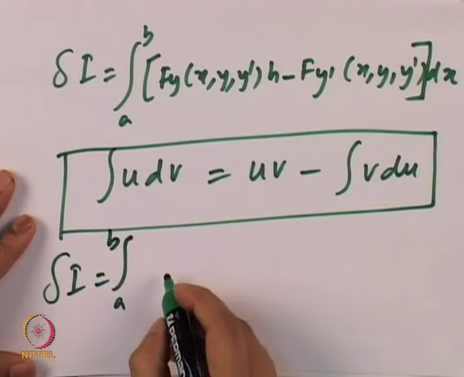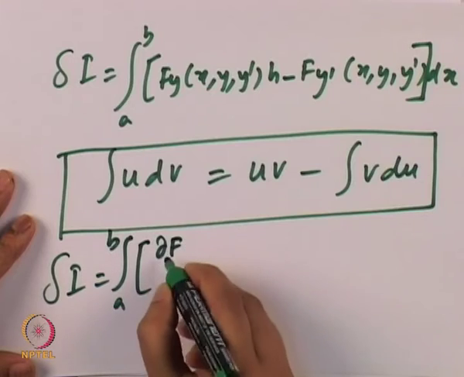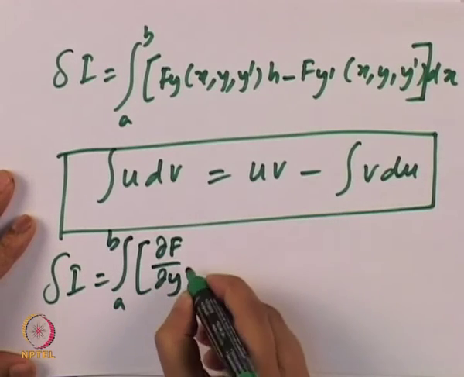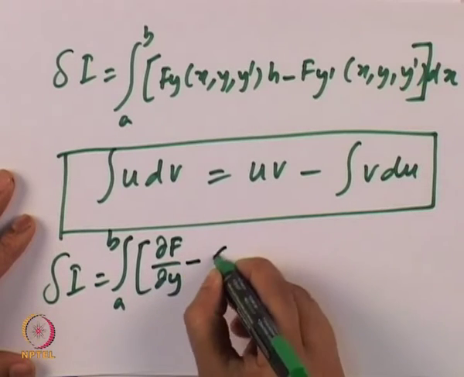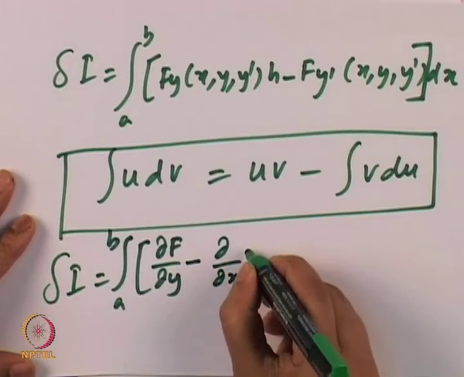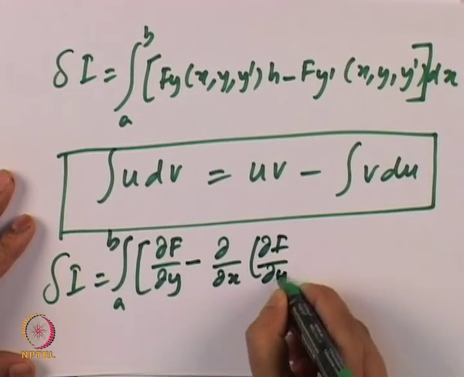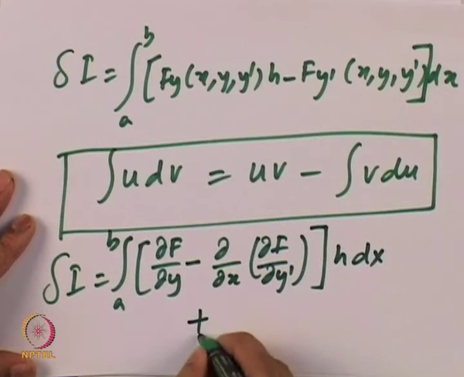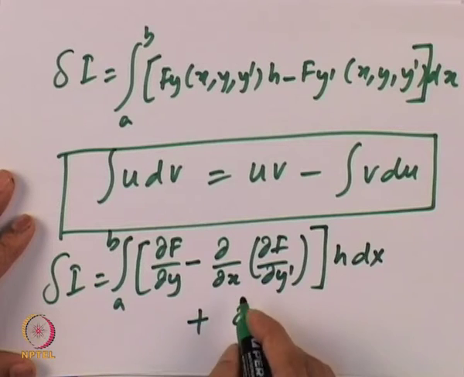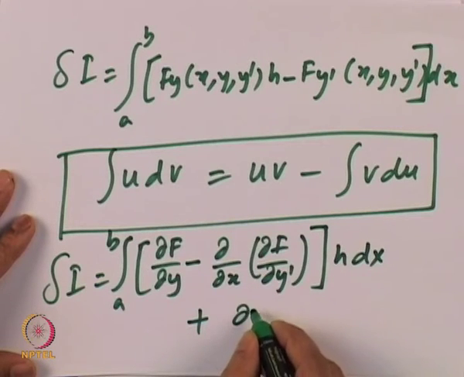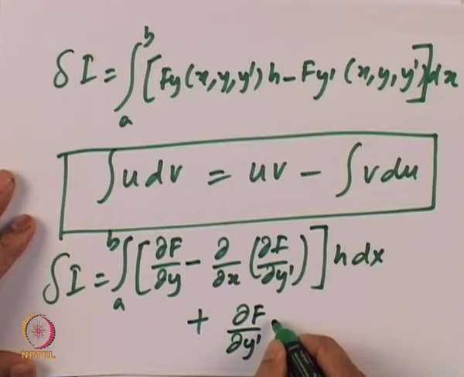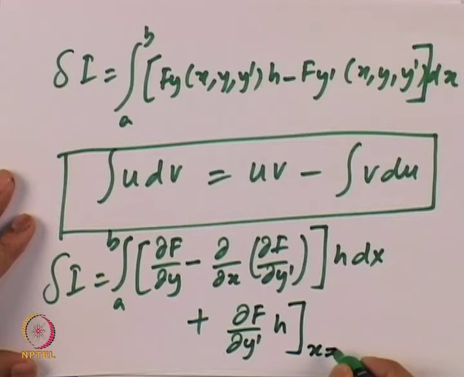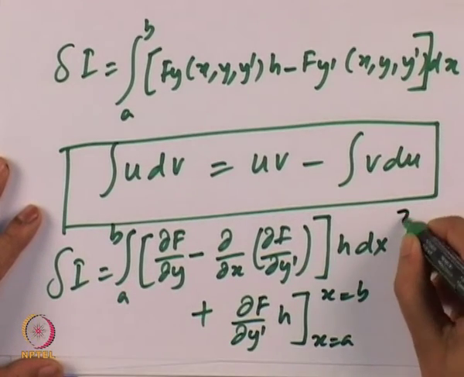So what we will have is the integral from a to b of df by dy, which is the same term here, minus d by dx of the function df by dy dash, the entire thing multiplied by h of x dx, plus, so again, the integral from a to b will not be here, we will have only this particular term: df by dy dash multiplied by h from x equal to a to x equal to b. So this is the way we are getting it, through the integration by parts.